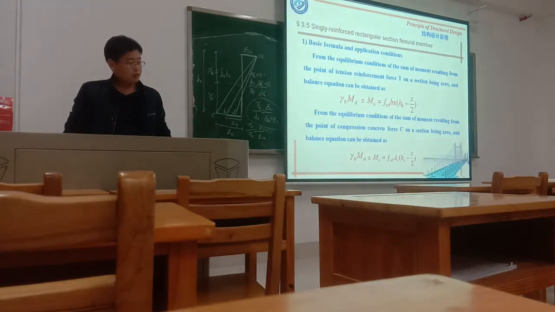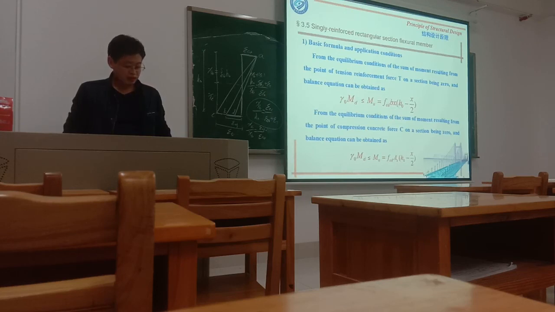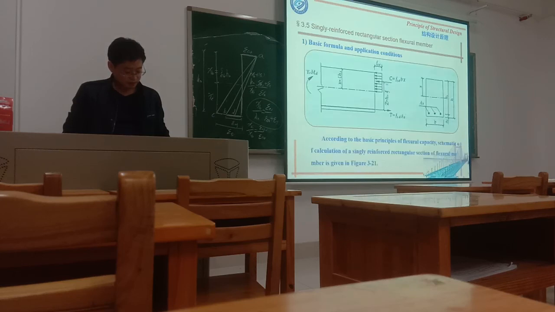And then, for the moment, from the equilibrium condition of the sum of the moments about the point of the tension reinforcement T being zero, the balance equation should be like this: fcd b x, the compressive force, times h0 minus half of x. h0 is the effective height of the section. So this is the compressive force. From the compressive force to the reinforcement, the distance equals h0 minus half x. That's the lever arm of the compressive force to the reinforcement.